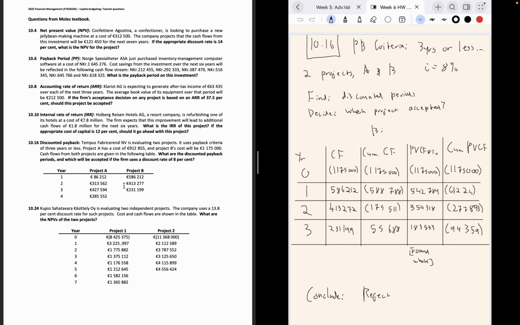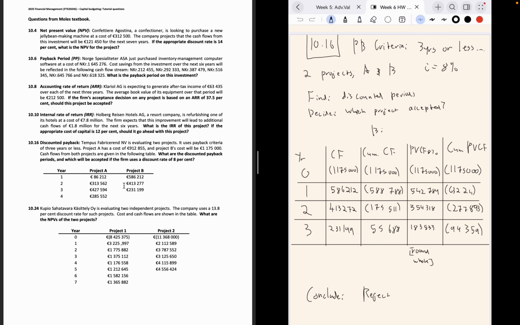Project A has a cost of 912,855 euros. Project B's cost will be 1,175,000 rand or euros, whatever. Cash flows from both projects are given in the following table. What are the discounted payback periods and which will be accepted if the firm uses a discount rate of 8%? Whew. Okay, so we need to find the discounted periods and we need to decide which project is accepted.